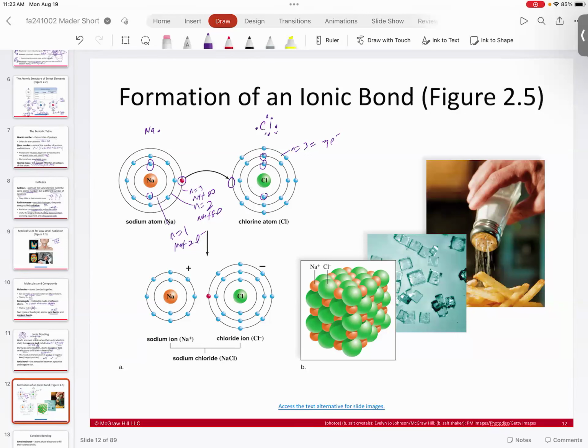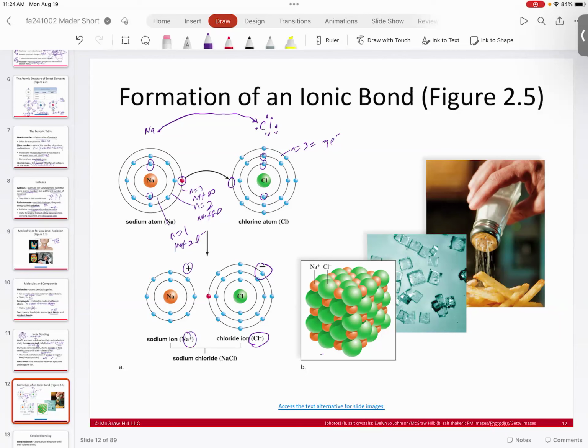So what happens in the ionic bond is the sodium will donate or give the electron to chlorine, allowing chlorine to pick up an extra negative electron, making it a negative chloride ion. The loss of that electron will allow sodium to have a slight positive charge. You have more protons than electrons, and that creates your positive ion.